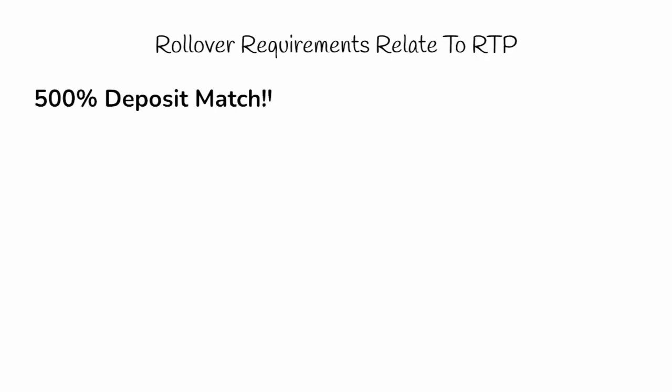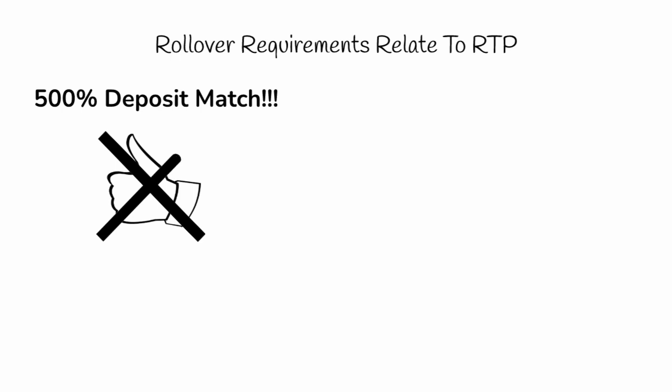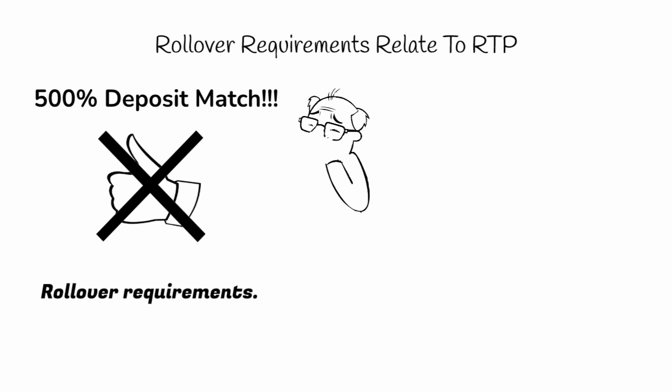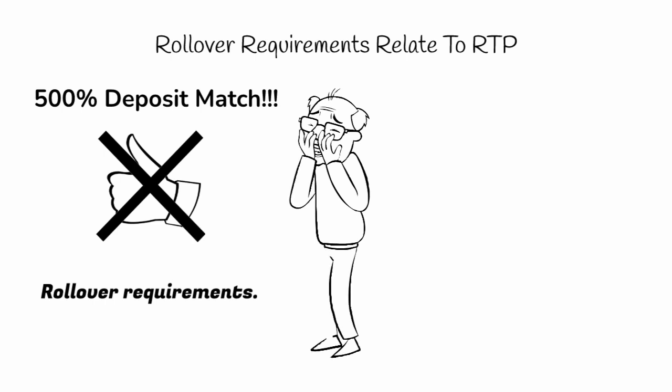Let's say a casino offers you a massive welcome bonus. They'll match 500% of your deposit. Sounds great, right? What if I told you that most casinos frankly don't care how much or how little they match your deposit? That's because these bonuses have rollover requirements. If it's a bonus-only rollover, you'll need to wager your entire bonus X amount of times before it's available for withdrawal. If it's deposit plus bonus, you have to do the same thing with your initial deposit as well.